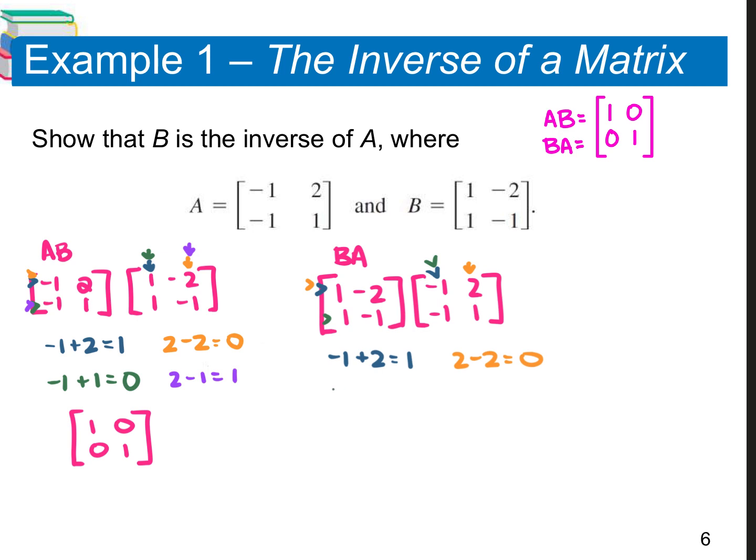Second row, first column. 1 times -1 is -1. -1 times 1 is 1. That simplifies to be 0. Second row, second column. 1 times 2 is 2. -1 times 1 is -1. That gives you 1. So then this gives you the matrix 1, 0, 0, 1. When we do B times A and we do A times B, they both give us the product of 1, 0, 0, 1. So these two are inverses.